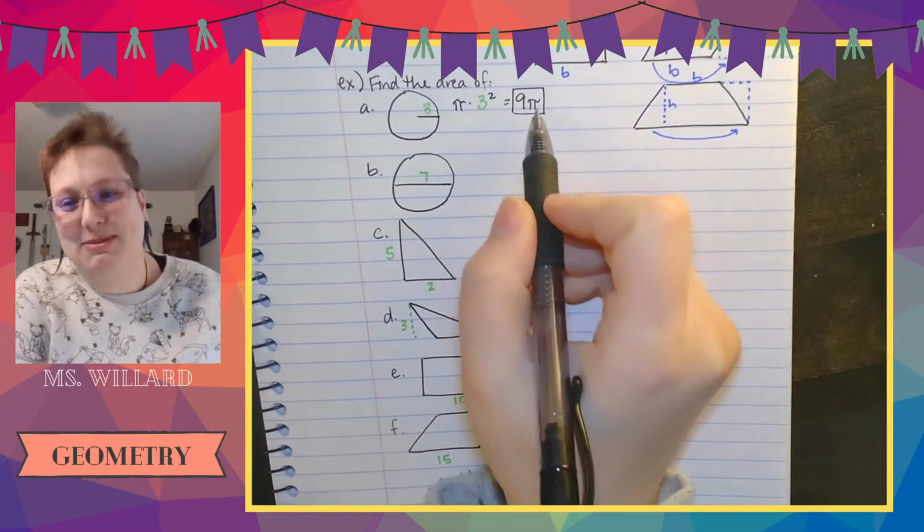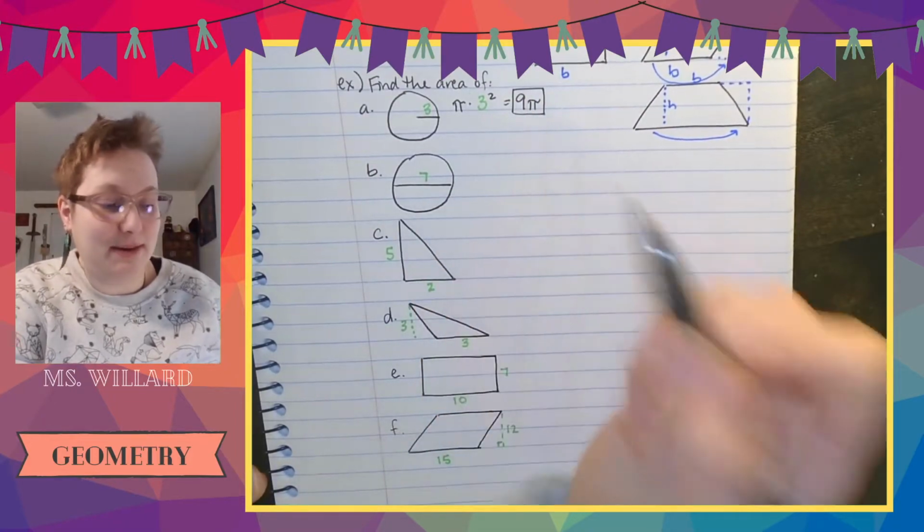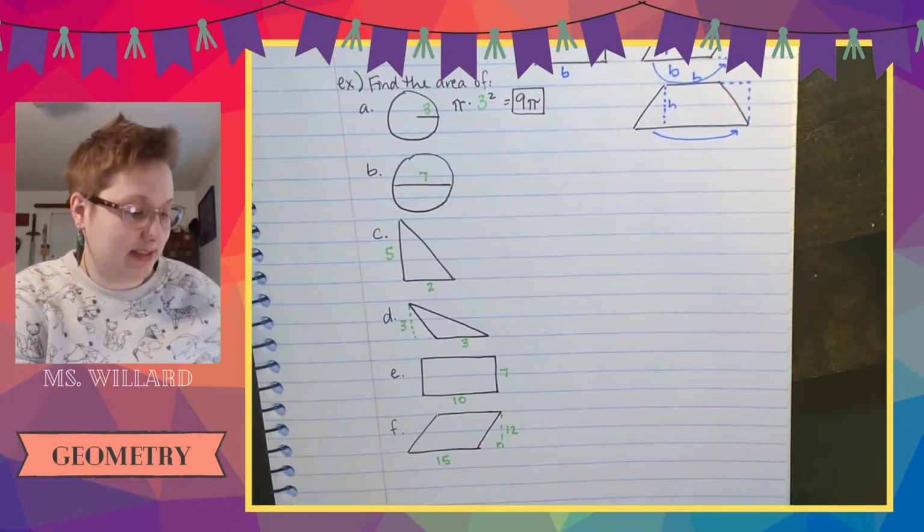Okay, so 9 times 3 would be 27, so a little bit more than 27 would be the actual answer, but this is fine. Oh, and we want to use units. Shoot.